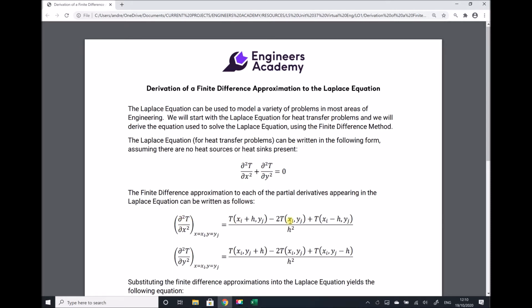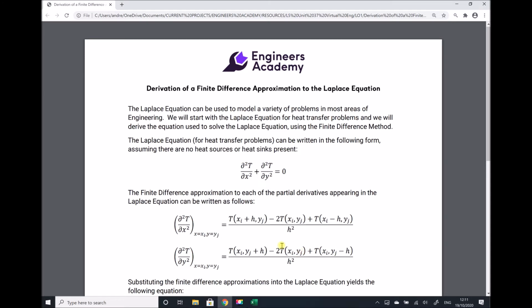Essentially what we're doing, as we mentioned in the previous video, is we're trying to find out information about one location based on information we have from neighbouring locations or neighbouring nodes. So here we have the temperature at a given point, and here we have the temperature at a neighbouring point in the x direction, and here we have the temperature at a neighbouring point in the opposite direction.